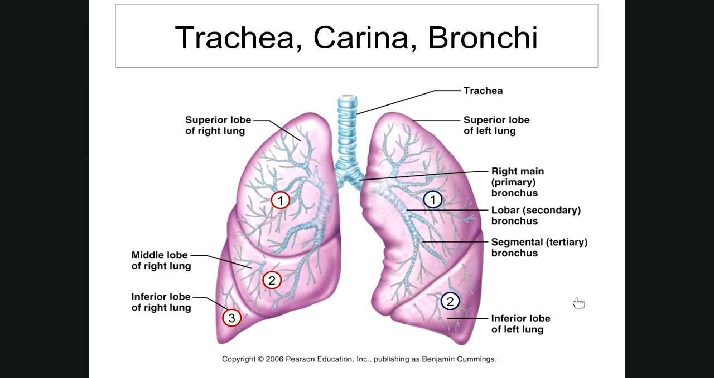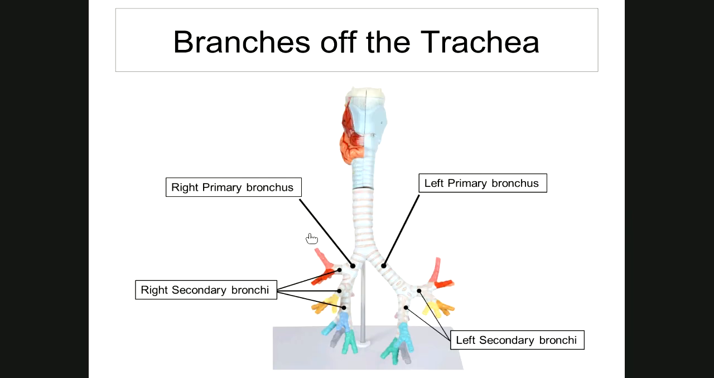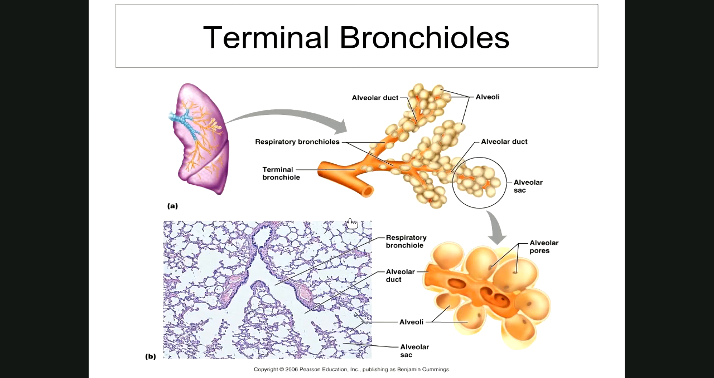You could go further off of these secondaries and go tertiaries. Those are smaller branches off of these secondaries, and it goes on and on and on. Well, you get down to the very last end of this tree of branching, and you have terminal bronchioles. Now, the terminal bronchioles shown here are made of simple cuboidal epithelium.